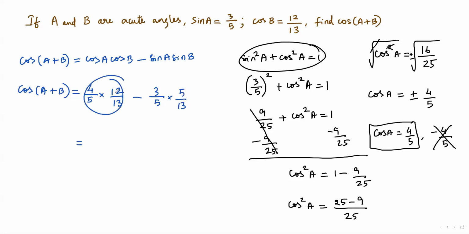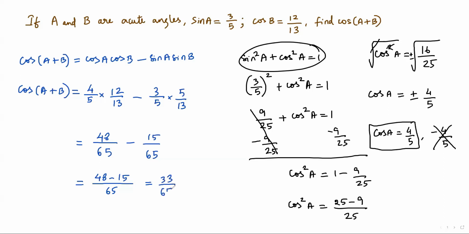Okay, so now let's multiply these two fractions. So multiply the numerators and denominators. 4 times 12 is 48. 5 times 13 is 65. Here 3 times 5 is 15. 5 times 13 is 65. So now two fractions are in subtraction with the same denominator. We can take the common denominator 65 and subtract the numerators, 48 minus 15. So when I subtract 15 from 48, I'll be getting 33 over 65. Okay, now I got the value of cosine of A plus B, that is 33 over 65.